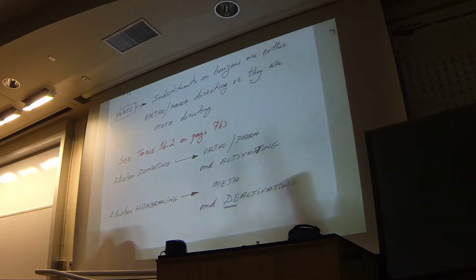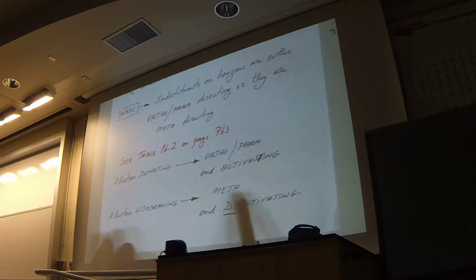Deactivate the ring just means that the reactions of, say, something like nitrobenzene are going to be slower than those of benzene, because the nitro group is pulling electron density out of the benzene ring. It's deactivating it, and it is meta-directing.